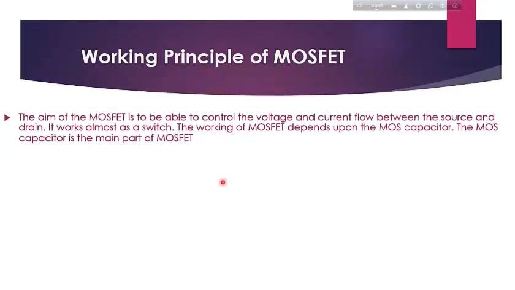Let's see the working principle of MOSFET. The aim of MOSFET is to be able to control the voltage and current flow between the source and drain. It is a very important point. It usually works almost as a switch.